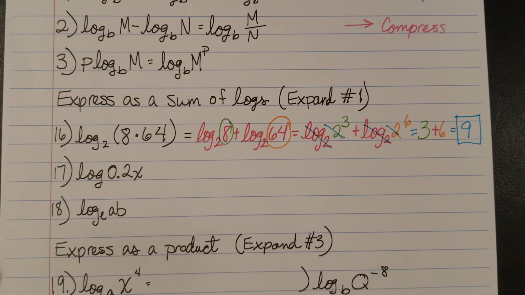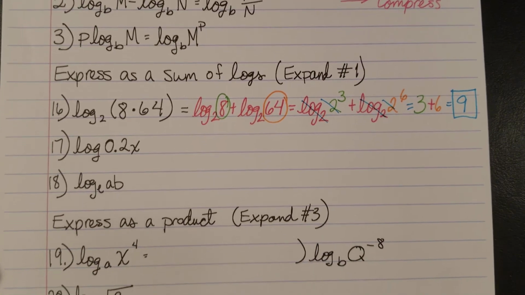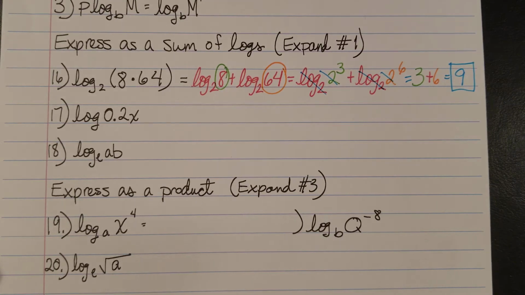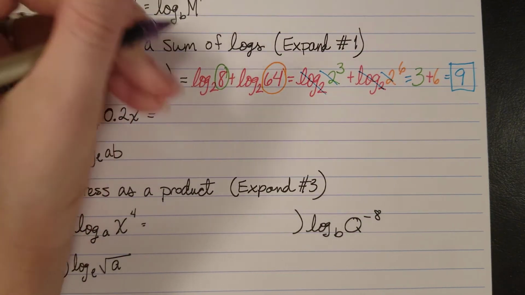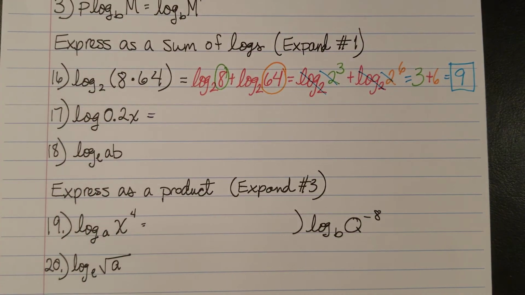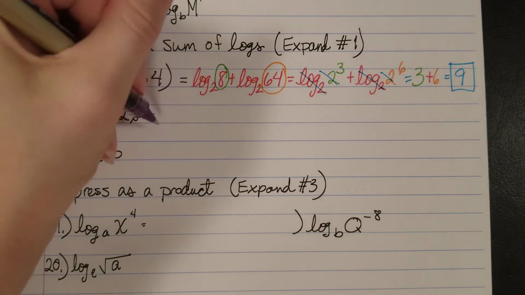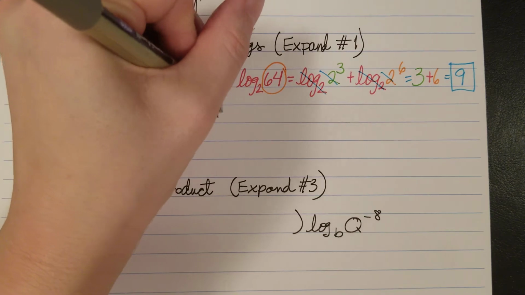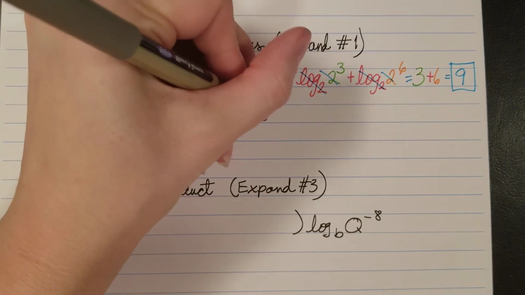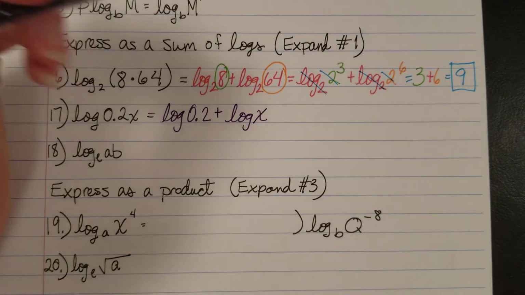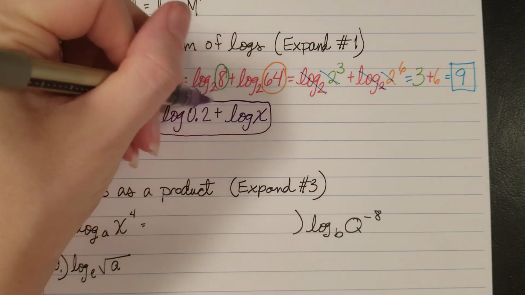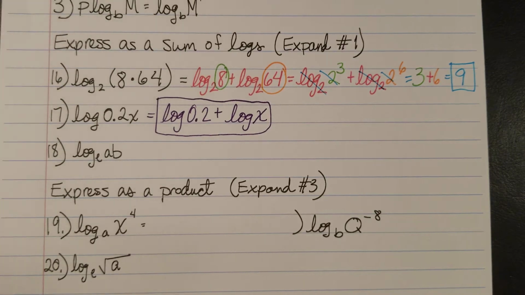So number 17, log of 0.2x. The 0.2 is understood to be multiplying with the x. If we want to write this as a sum of logs, we would do log of 0.2 plus log of x. Some of you might be wondering, isn't that a base of 10? Yes, it is a base of 10.